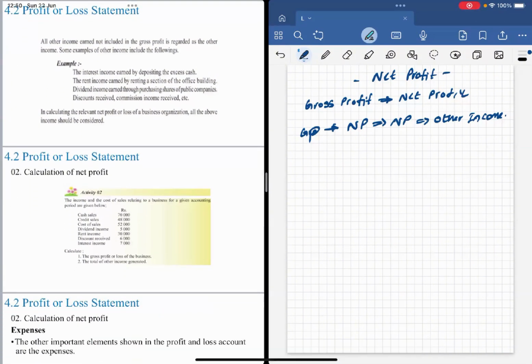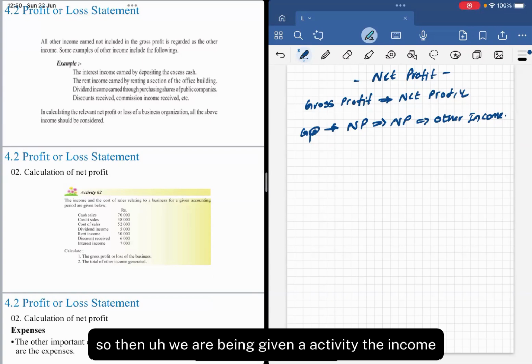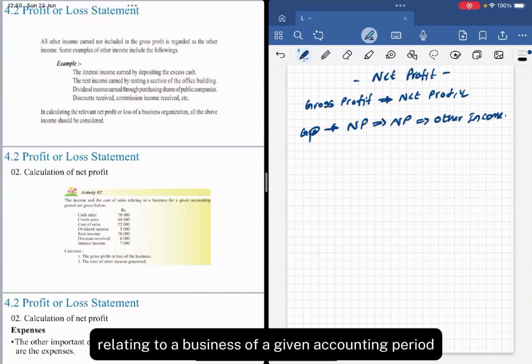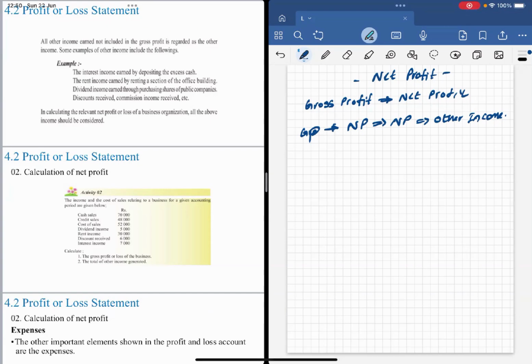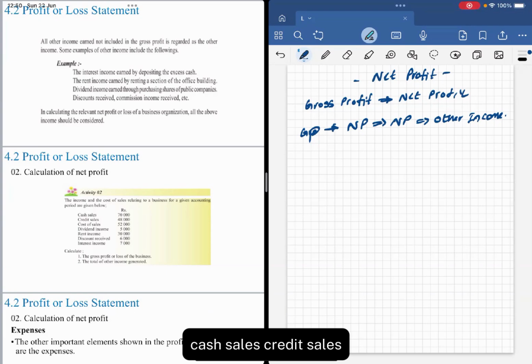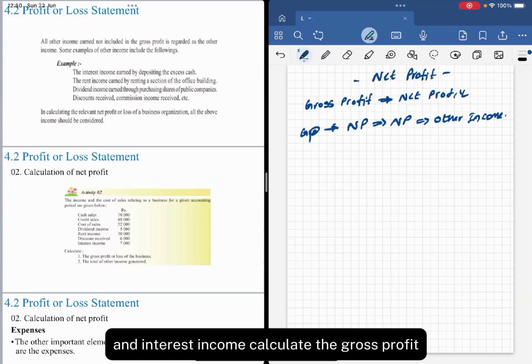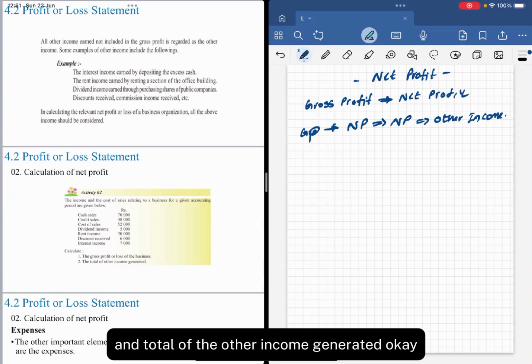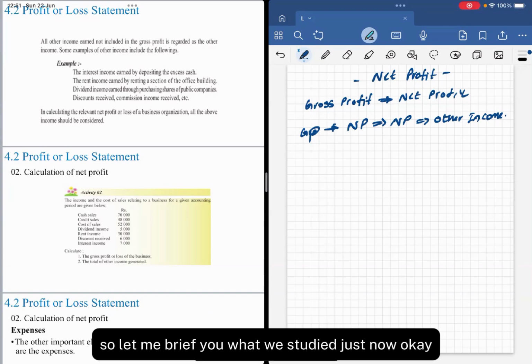So then we are given an activity. The income and the cost of sales relating to a business of a given accounting period are given below: cash sales, credit sales, cost of sales, dividend income, rental income, discounts received, and interest income. Calculate the gross profit or loss of the business and the total of the other income generated. Let me brief you on what we studied just now.